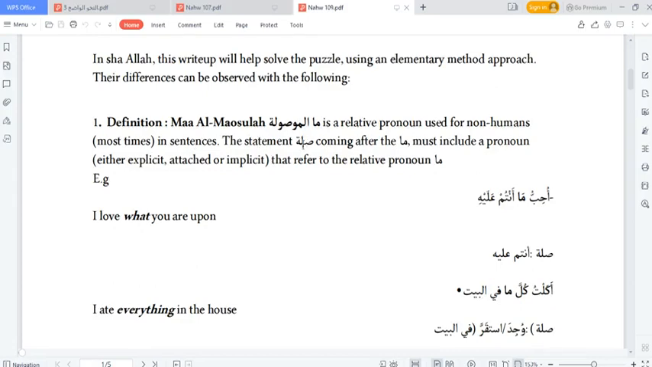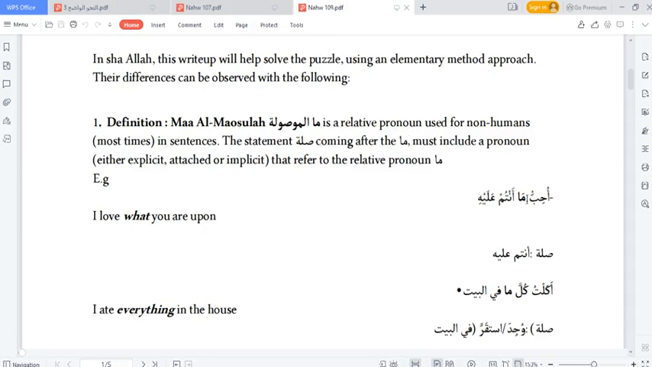The statement coming after ma is called silatul mawsul. The sila must include a pronoun, either explicit, meaning it is very clear and you can see it attached to something, or implicit, meaning it can be inferred. That pronoun will refer back to this relative pronoun, ma.